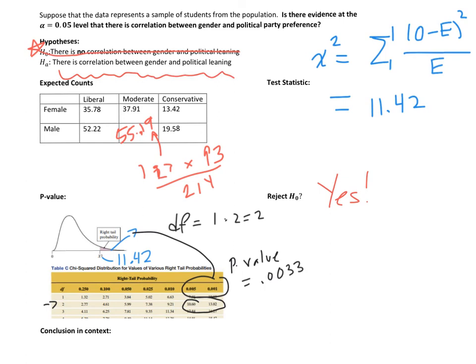So just remember the two conditions to use this test are that you have a random sample, which we'll assume that was true, and also remember that each of these 6 expected cell counts have to be at least 5, and they are. Okay, so that concludes a chi-squared test of independence.